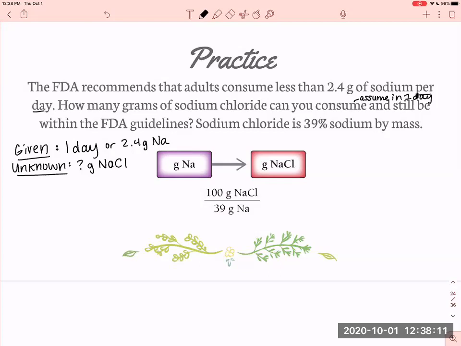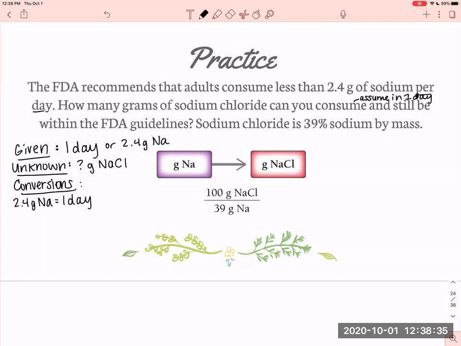So if you're still kind of working through nomenclature, I strongly suggest you do not give up the practice on that and that you work on it a little bit every week. So then they give me a conversion. I can say 2.4 grams of sodium equals 1 day. Totally use that. They also tell me this percentage.